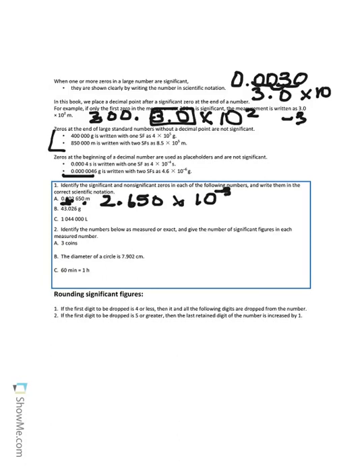Let's try the next example, 43.026. There is only one zero in this number. It is between a 3 and a 2. Therefore, that zero is a captive zero, or sandwich zero. It counts. So the number of significant figures is 1, 2, 3, 4, 5, i.e. everything in that number, the 4, the 3, the 0, the 2, and the 6. 5 significant figures.